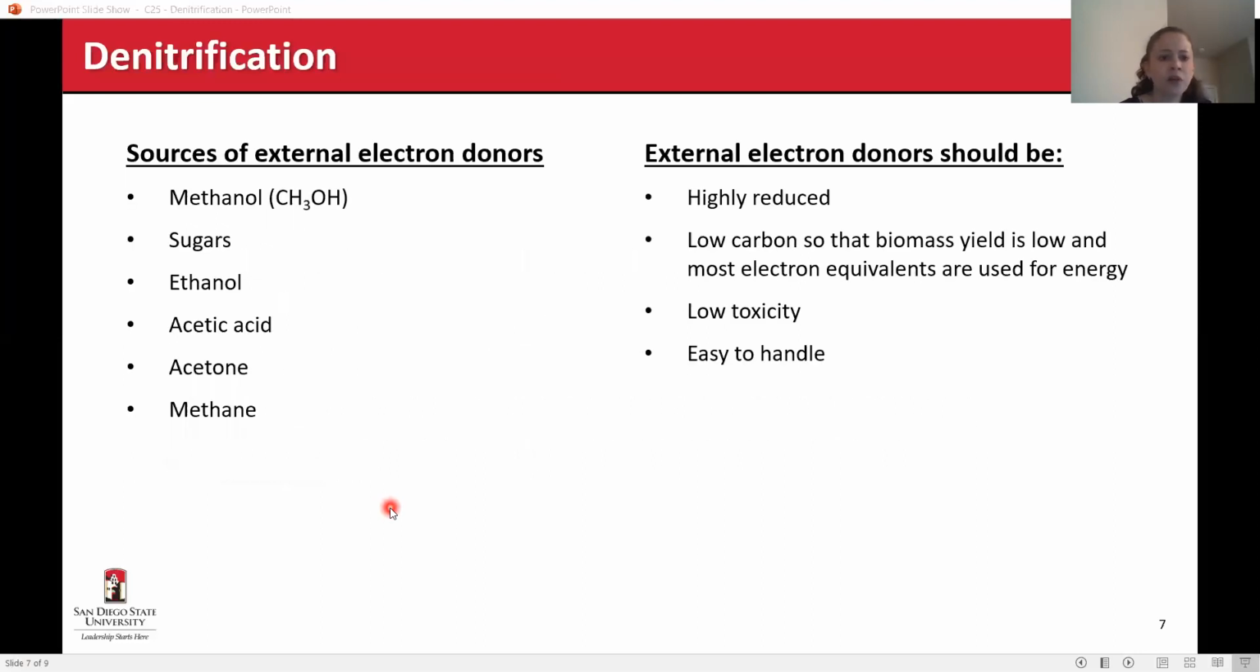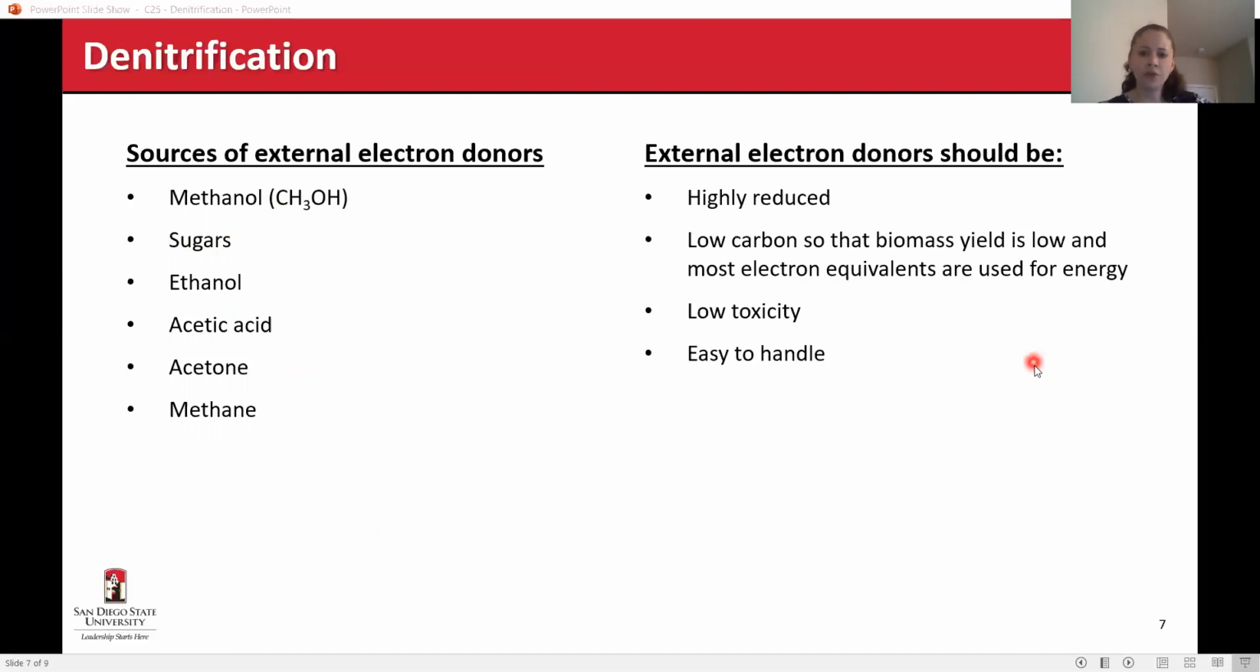Okay, so we have certain sources of external electron donors that we utilize. Recall that after our BOD is removed, and then we go through extended aeration, we have mostly just nitrate and very little electron donor. And so oftentimes we have to supplement or add an external electron donor to be able to drive the denitrification process. Some of those that we often use: methanol is a very popular, common source of electrons that we add. Sugars, ethanol, acetic acid or acetate, acetone, and even sometimes methane will be used.